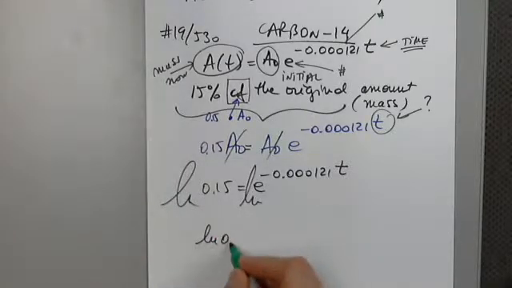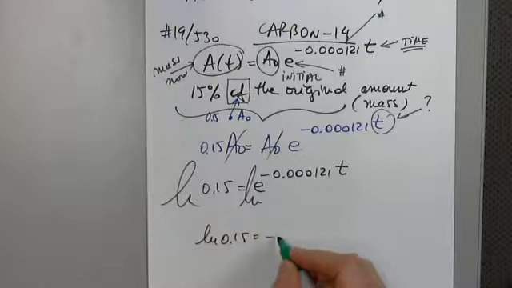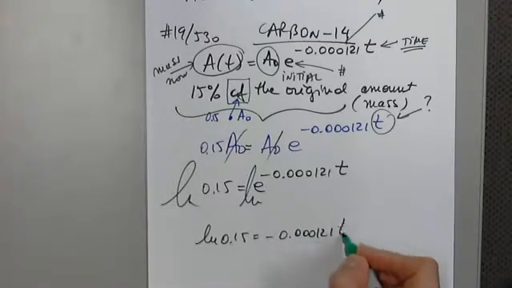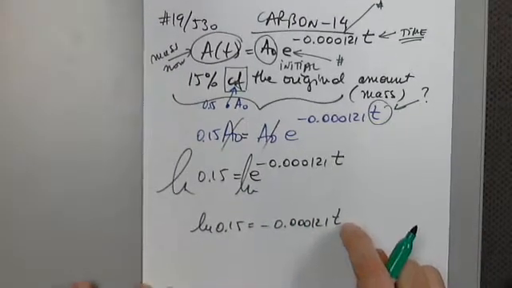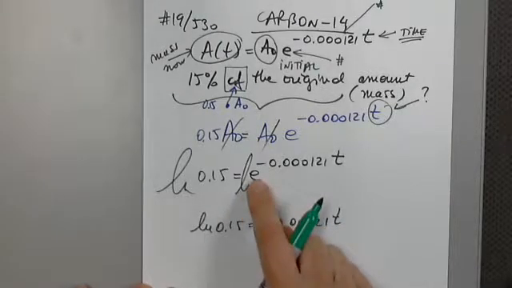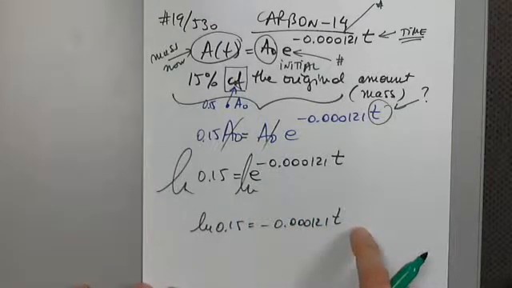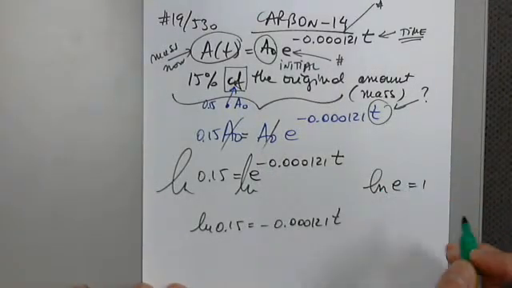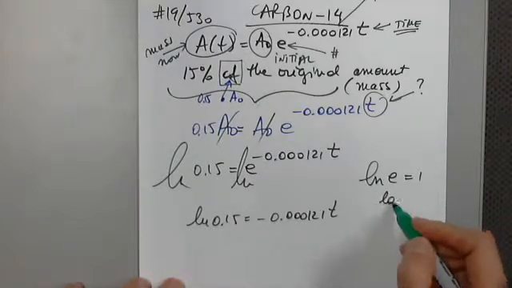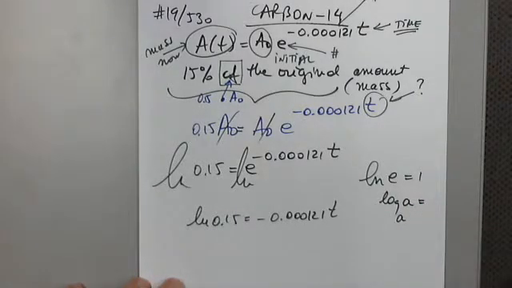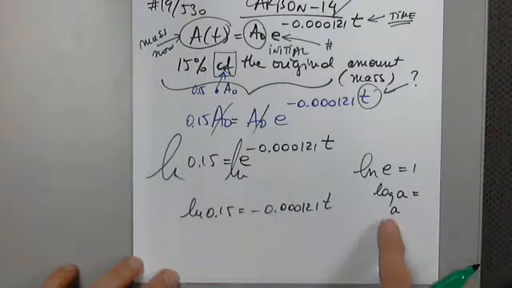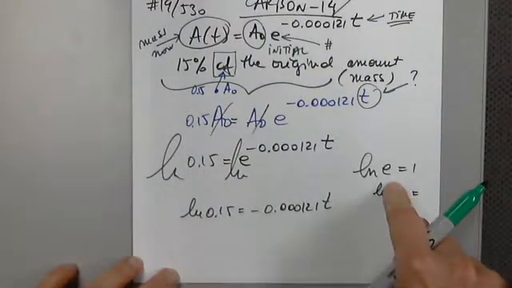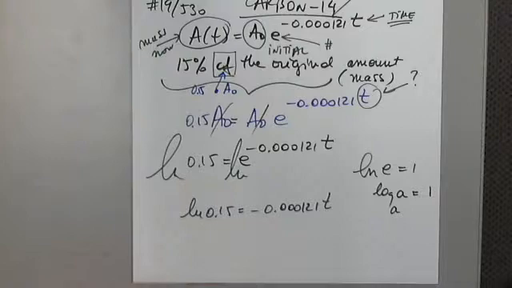So then you have natural log of 0.15. We bring the power in front, multiplied by what? Natural log e. But how much is natural log e? 1. So remember, natural log e is 1. What about log in base a of a? A raised to which power is a? So log in any base of the base will always be 1.